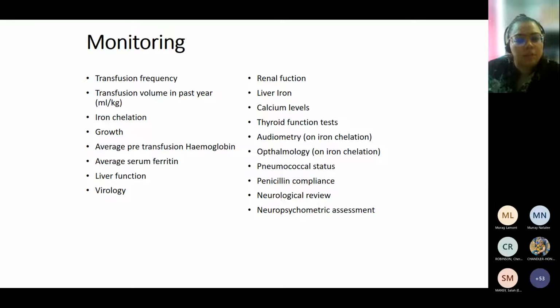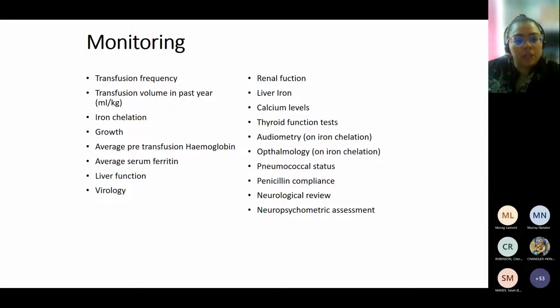So every month we would monitor their transfusion frequency. We monitor how much blood they're receiving and their chelation dose growth. And then alongside that, we monitor their chelation. So we look at their ferritin, liver function, virology every month. And then some of this we do annually.